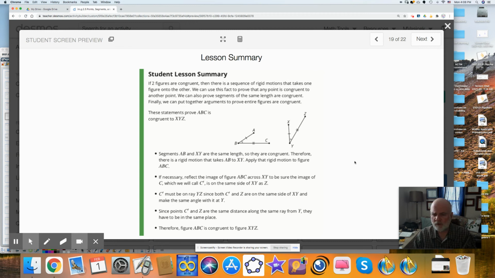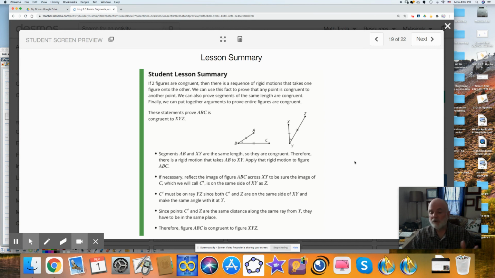We might have to reflect it across XY to be sure that the image of C, which we'll call C prime, is on the same side of XY as Z. So if we have to reflect it, C prime must be on ray YZ. Why? Since both C prime and Z are on the same side of XY, and they make the same angle at Y, they're on the same ray. In this fourth point, since C prime and Z are the same distance on that ray from Y, from the endpoint, they have to be in the same place. Therefore, the figure ABC is congruent to figure XYZ.